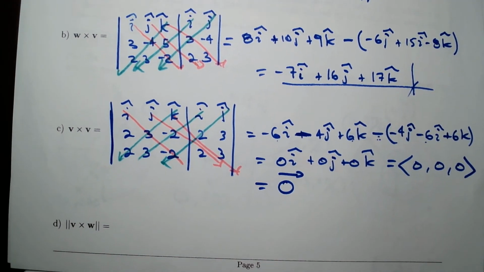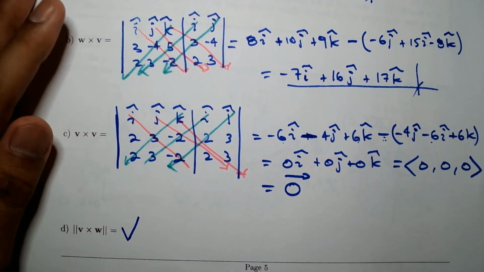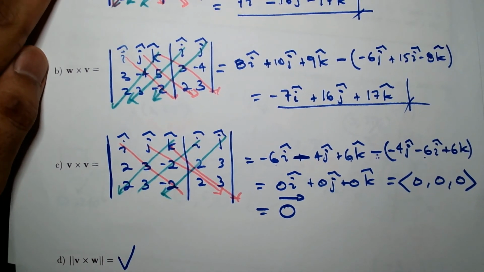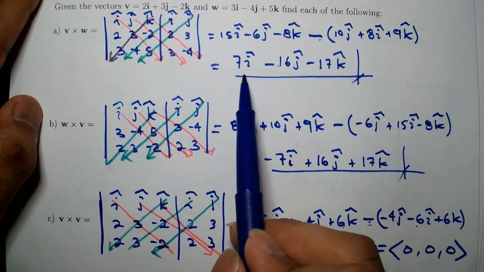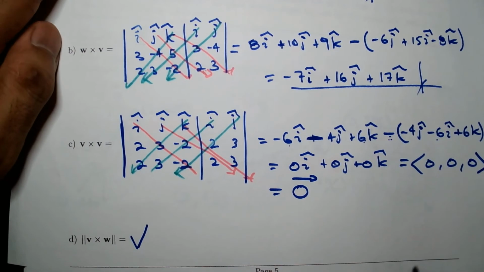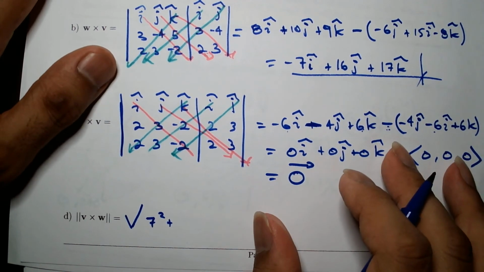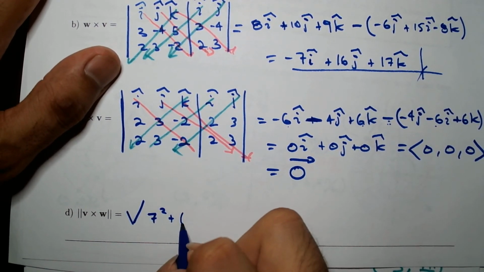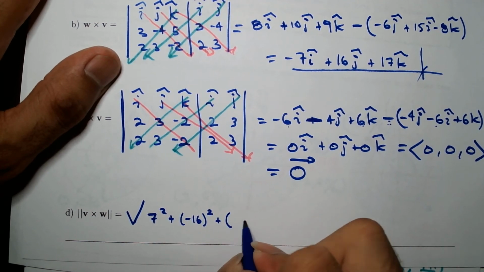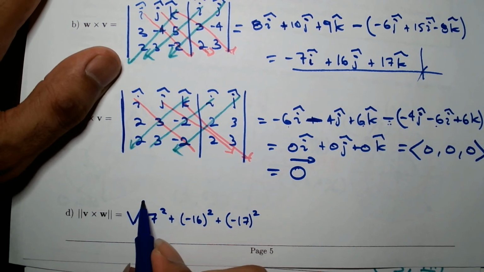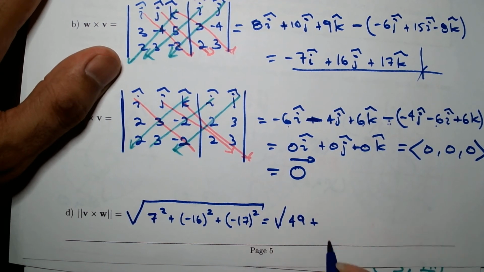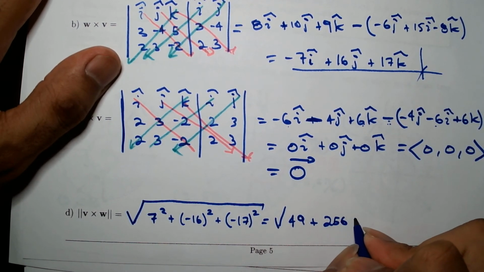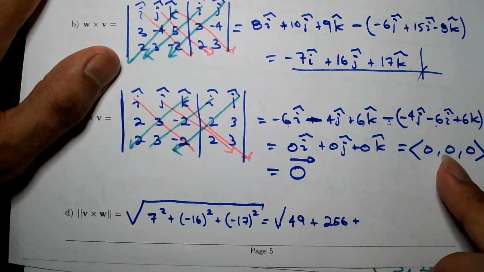All right. Find the magnitude of the cross product VW, and see what it represents. So the square root of, in this case, the cross product between V and W in that order, 7, negative 16, negative 17. 7 squared plus negative 16 squared plus negative 17 squared. So that's going to be the square root of 49 plus 16 squared, which is 256, and 17 squared, which is 289.